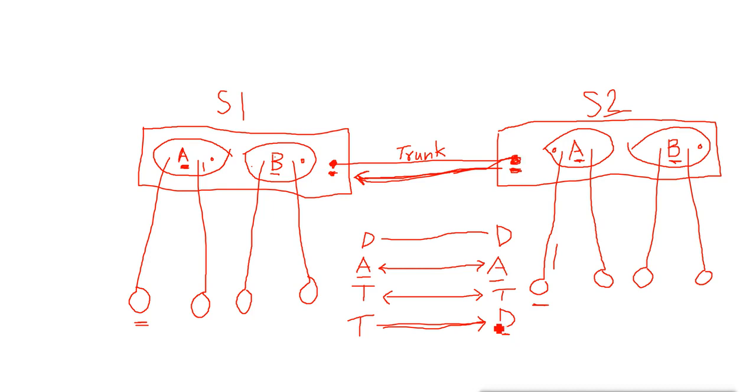And if suppose this side is in dynamic auto mode and this side is dynamic desirable, then also they will create trunk. Why? Auto is ready to be trunk, and when desirable sees the request, it will convert itself into trunk. It says okay, we will do trunking, and because the other side is accepting the request, then this auto will also become trunk.